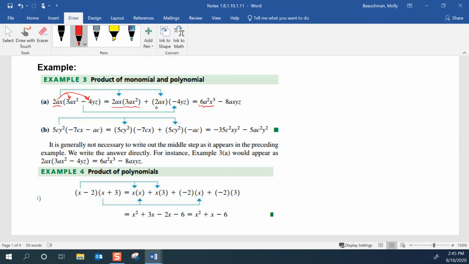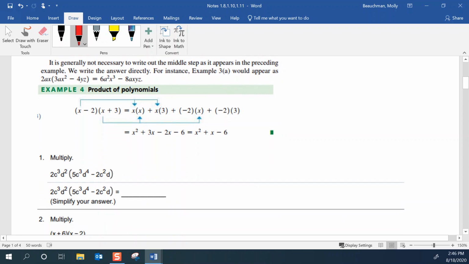Then also multiply 2ax times negative 4yz. We end up with negative 8axyz. So this is our solution, and sometimes they'll have you expand. The next example does the same thing. It walks you through another example.